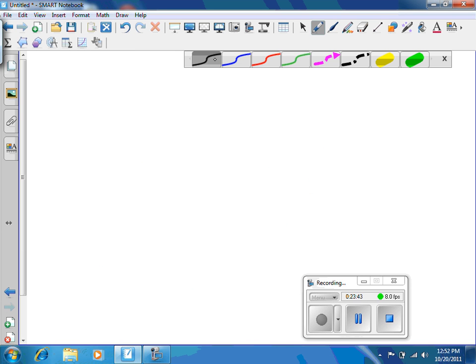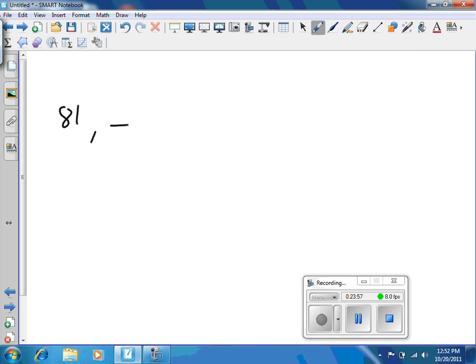Geometric means. Geometric means are terms between given terms. So in this question it says insert 4 terms, fancy, 4 geometric means, between 81 and 1 over 729. So this is what it means to insert 4 geometric means.